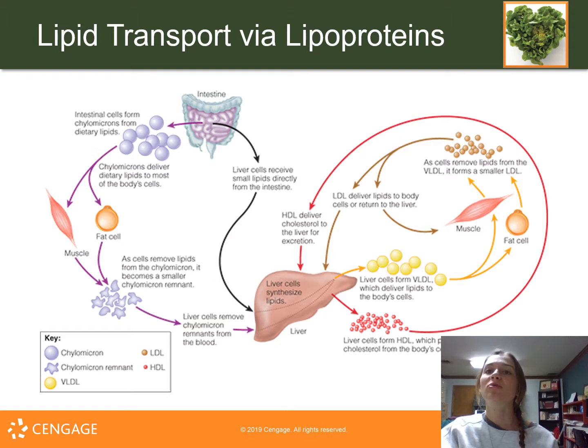As those cells remove the lipids from the chylomicrons, they get smaller. And the liver cells also receive small lipids directly from the intestine that go right through. Those were those glycerols and small fatty acids.